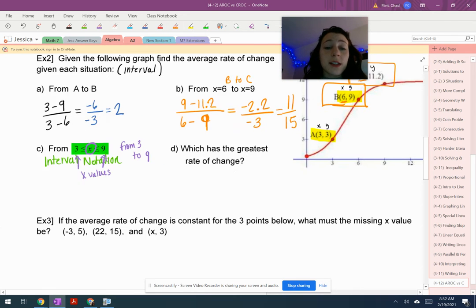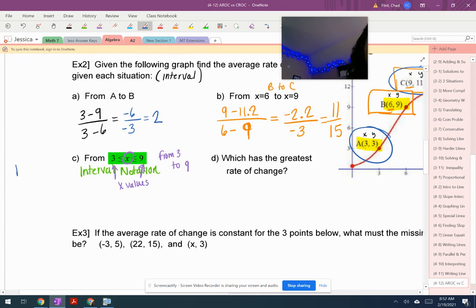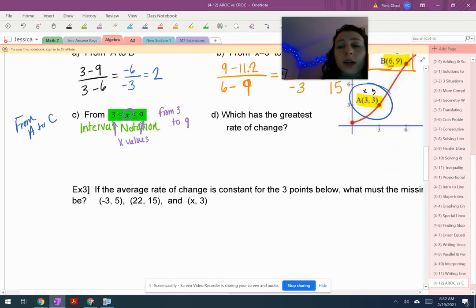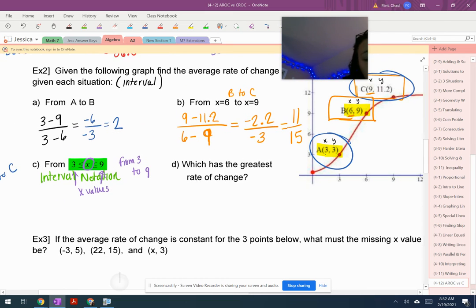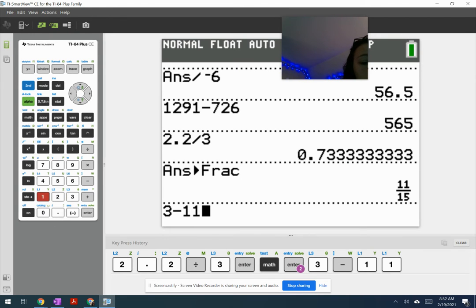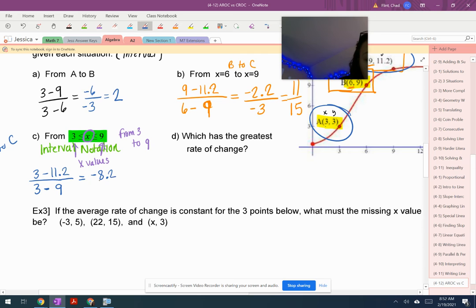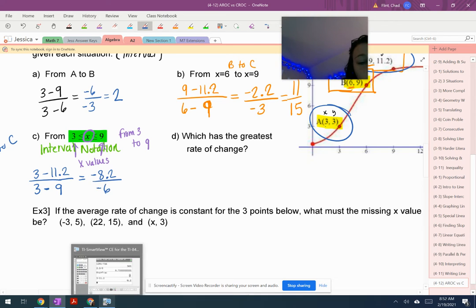Okay, so C is asking us to find the average rate of change from x equals 3 to x equals 9, which is talking about from A, x equals 3, to x equals 9, which is C. So this is really from A to C. So we've got 3 minus 11.2 on the top and 3 minus 9 on the bottom. 3 minus 11.2 gives me negative 8.2 on the top. And 3 minus 9 is negative 6 on the bottom.